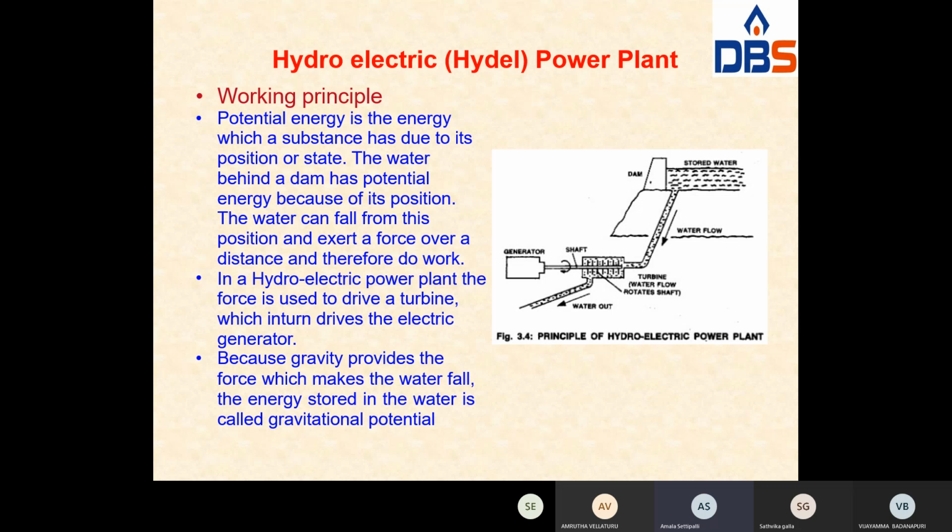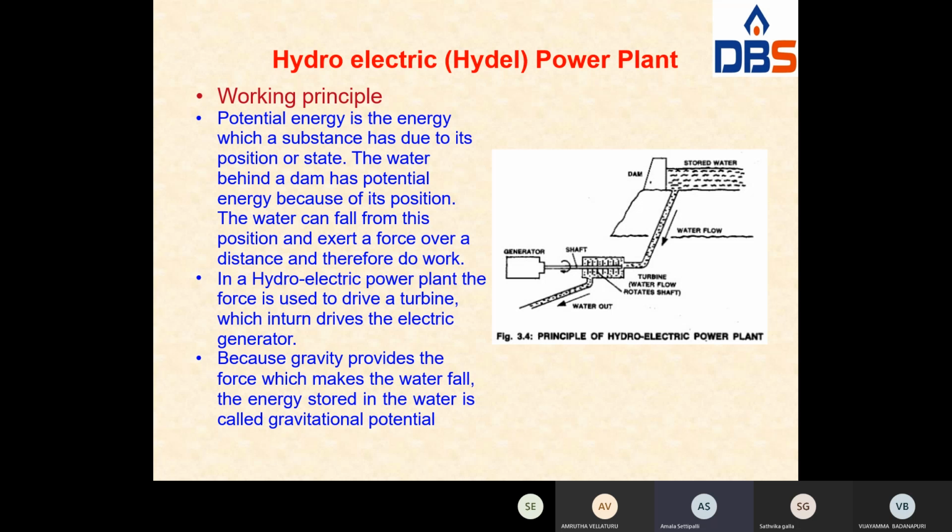In the principle of hydroelectric power, first of all you store the water by constructing a dam. From the dam, you give the water directly to the turbines. For this turbine, you connect a generator shaft. The shaft is one of the parts of the generator. Here the turbine is connected through a generator shaft.